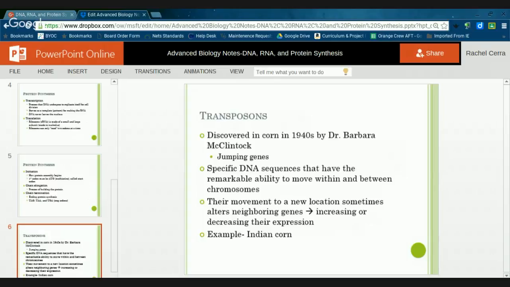So Indian corn has several different colors: purple, yellow, white kernels. And then some of the kernels actually look mottled or streaked, mottled meaning netted, or they kind of look streaky between purple and yellow or purple and white.